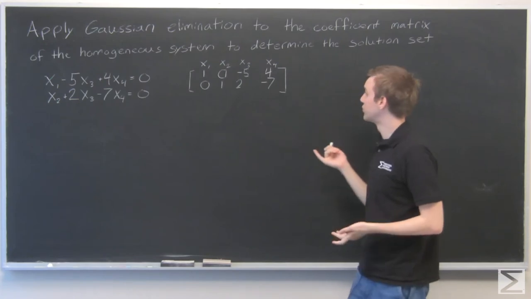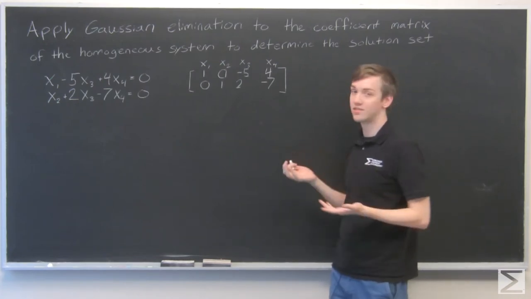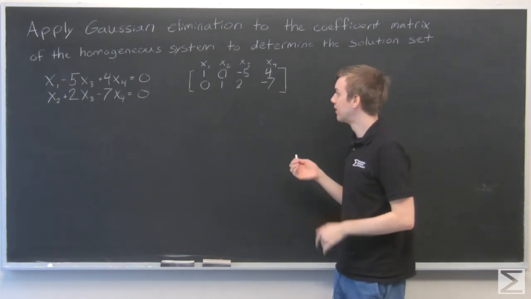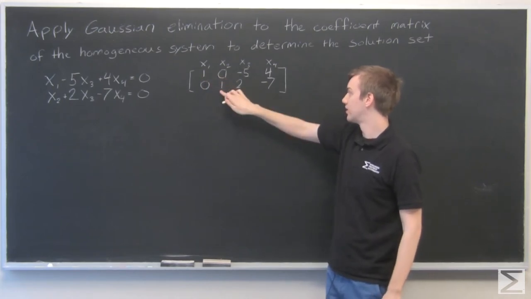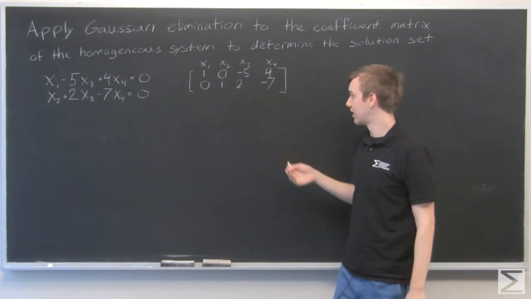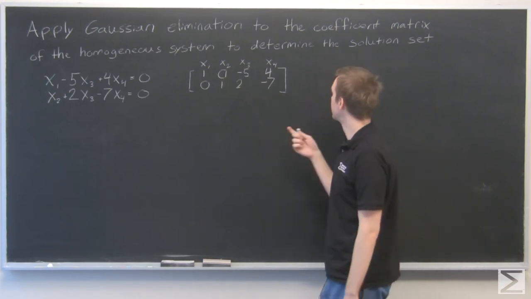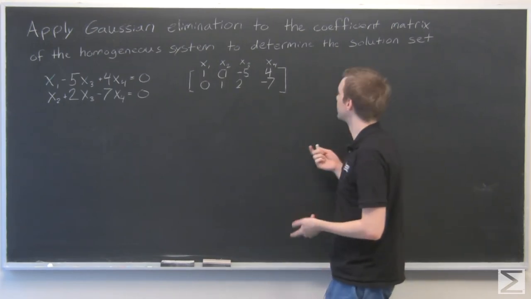So here I have my coefficient matrix, and it just so happens that this is already in row echelon form. As we can see, there's this 1 in the upper left-hand corner with a 0 below it, and a 1 diagonally down from that. So I can use this right away to determine the solution set.